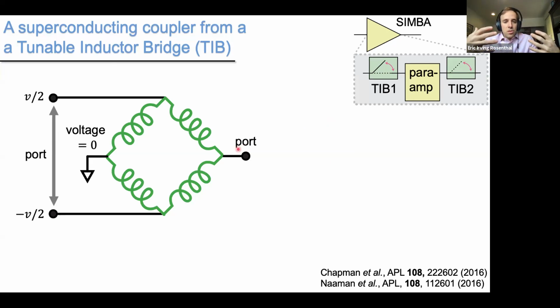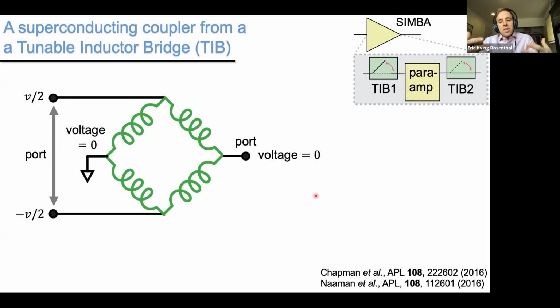So maybe to say that again, when the bridge is balanced, there's an equal impedance across each arm of the bridge. And so if I couple differentially to the north and south nodes, there's an equal impedance across this inductor and this inductor. And so I have to have 0 here, enforcing this virtual ground.